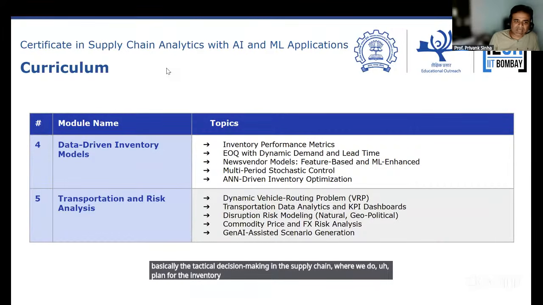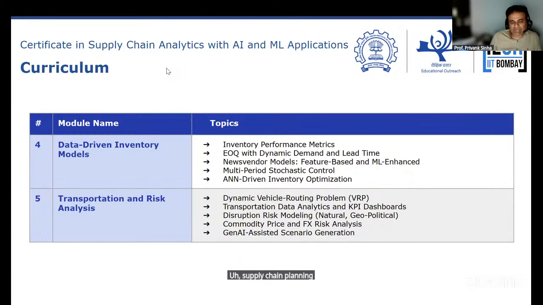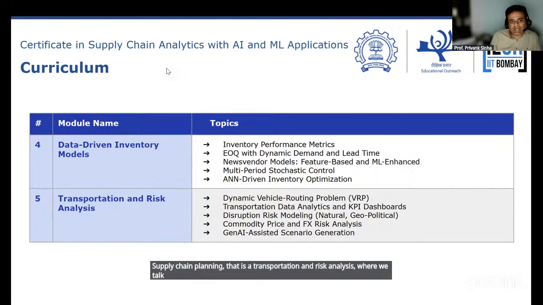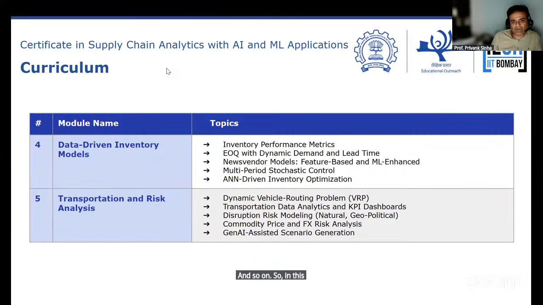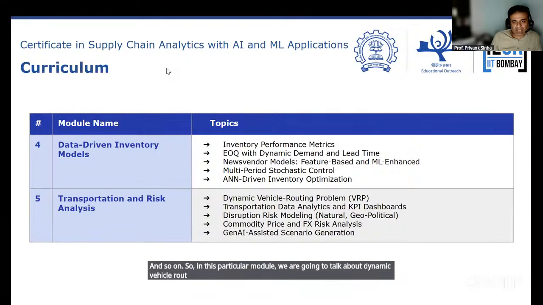And finally, we have the last aspect of the supply chain planning, that is transportation and risk analysis, where we talk about when the inventory must be dispatched, at what time, and what should be the vehicle routing, and so on. So in this particular module, we are going to talk about the dynamic vehicle routing problem. We are also going to talk about transportation data analytics. What are the different transportation risks and how we can control them in the event of uncertainty.